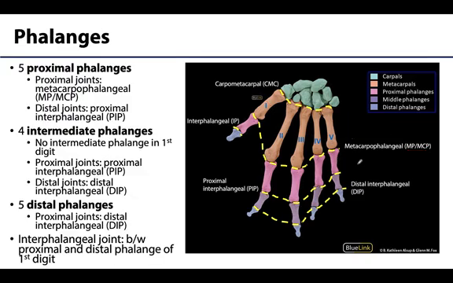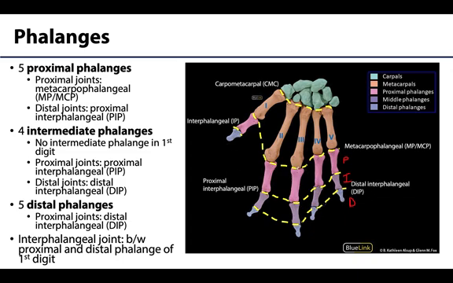And now to everyone's favorite, the phalanges. These are the bones of the digits, and there are 3 rows of phalanges. You have the proximal phalanges, of which there are 5, the intermediate phalanges, of which there are only 4, so no intermediate phalange associated with the first digit. And then again, there are 5 distal phalanges. So these are by far the smallest of the phalanges.